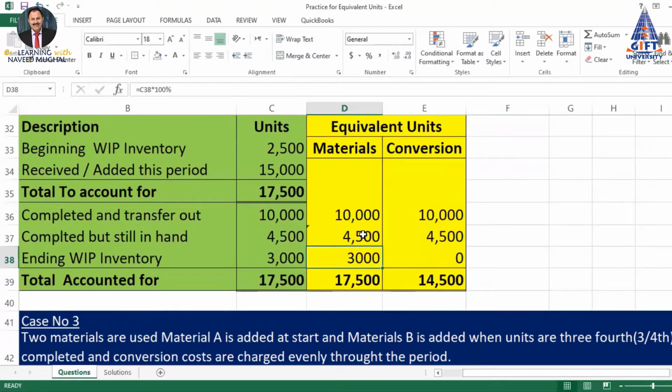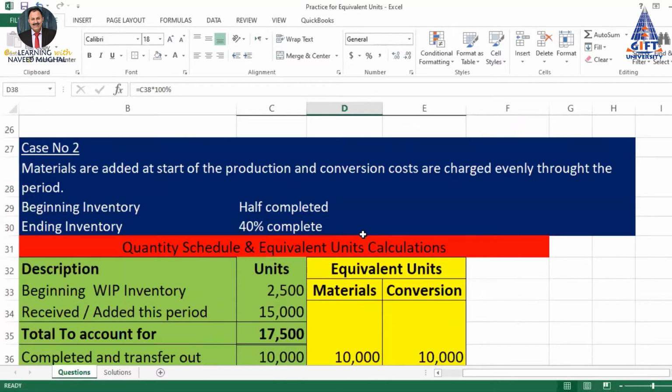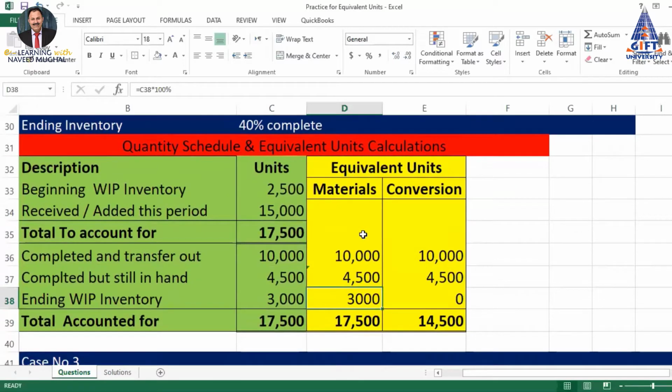So keep in mind, when this statement is given in your question, material is added at the start of the period, it is converted into a percentage, and it means that material is 100% applied, and we will use the 100% figure for calculation of equivalent units.